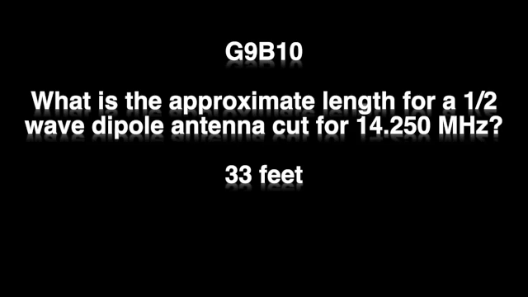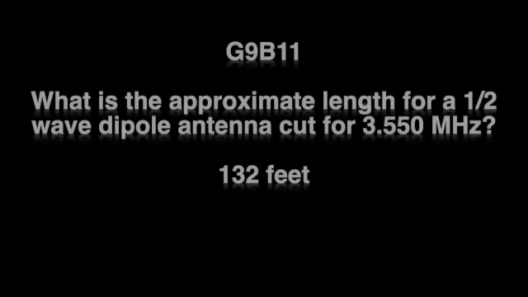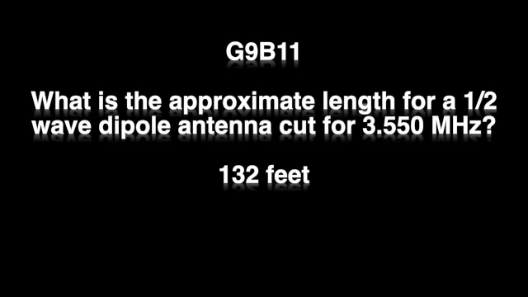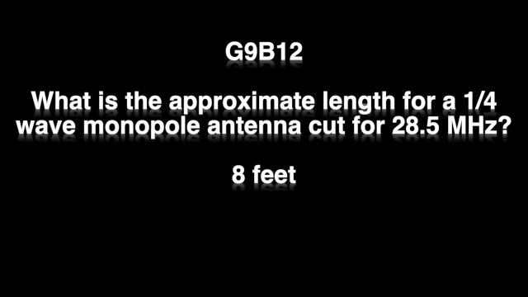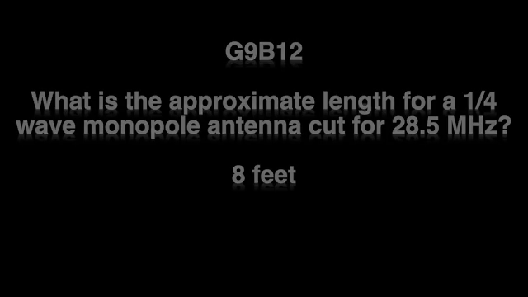G9B10. What is the approximate length for a 1/2 wave dipole antenna cut for 14.250 MHz? 33 feet. G9B11. What is the approximate length for a 1/2 wave dipole antenna cut for 3.550 MHz? 132 feet. G9B12. What is the approximate length for a 1/4 wave monopole antenna cut for 28.5 MHz? 8 feet. Group G9C, directional antennas.